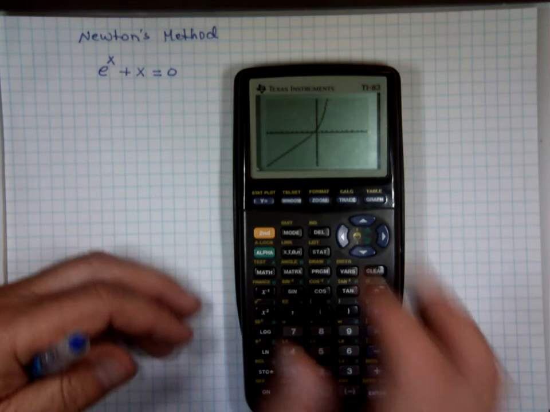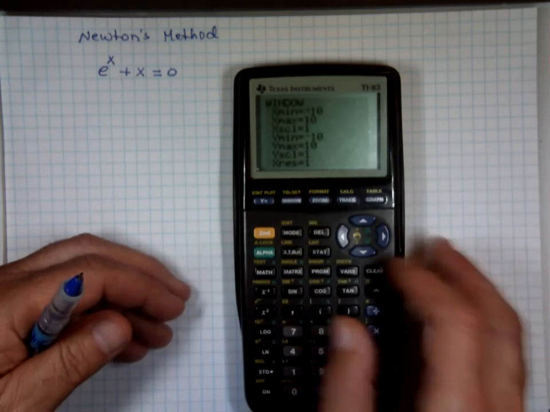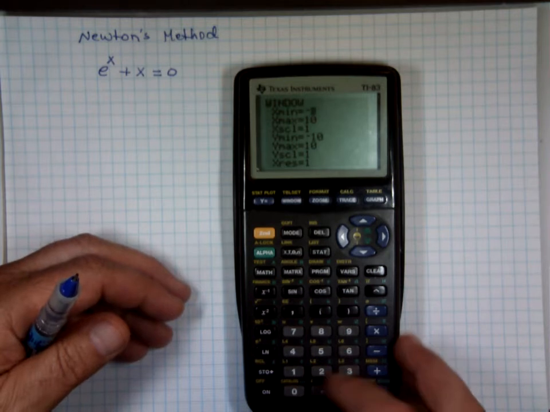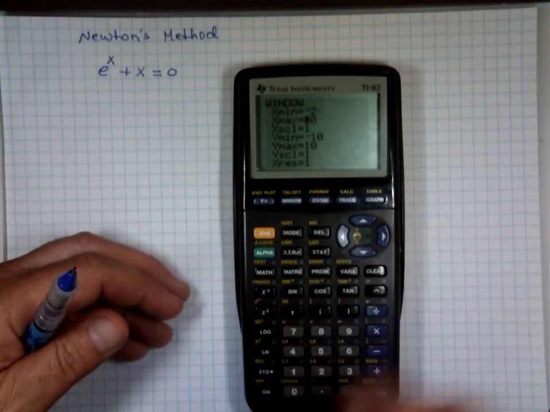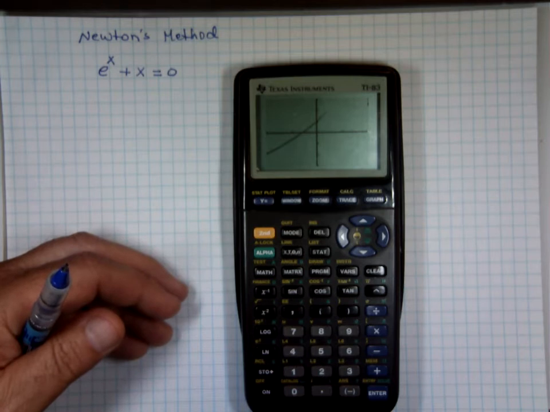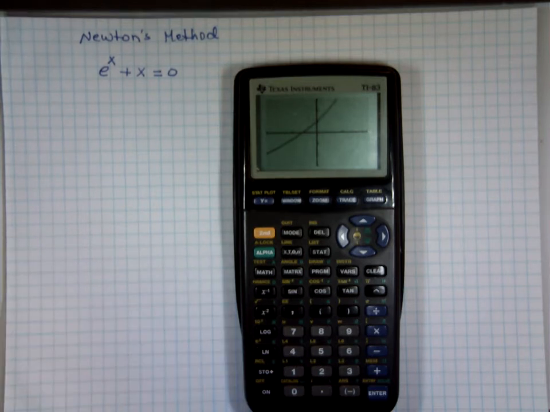If I zoom in on it, window, I'll go from -2 to +2, and the y value from -3 to 3. I'm just picking numbers. Let's see if I can zoom in. You can see where it crosses the x-axis, almost. Somewhere around what? It looks like about a half, right?